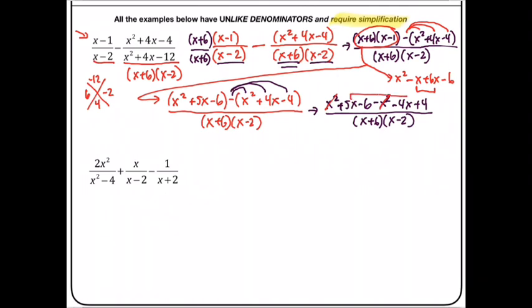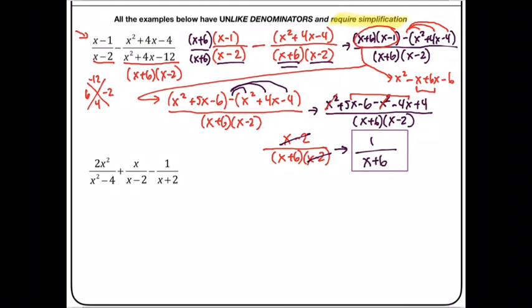And I end up with 5x minus 4x, and that's going to give me, well, I was going to start writing the numerator right there. It's going to be x, and then negative 6 plus 4, that's a negative 2, all over this. Okay. And it looks like, as promised, something is going to go ahead and cancel out the top and the bottom. So I end up with x minus 2, dividing out with x minus 2, and I end up with 1 over x plus 6 as my final simplification.